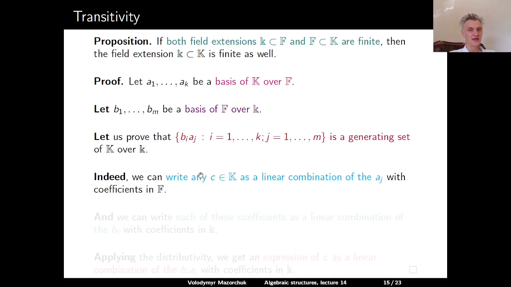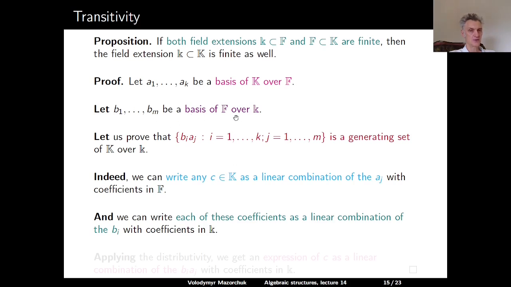Indeed, we can write any element c in capital K as a linear combination of the a_j's with coefficients in F. That's because the a_j's is a basis of capital K over F. And now if we take any coefficient which we got from this first expression, each of these coefficients can be written as a linear combination of the b_i's with coefficients in little k.